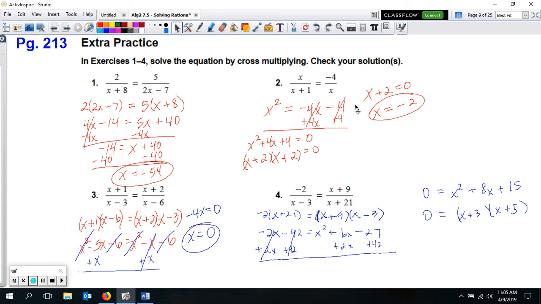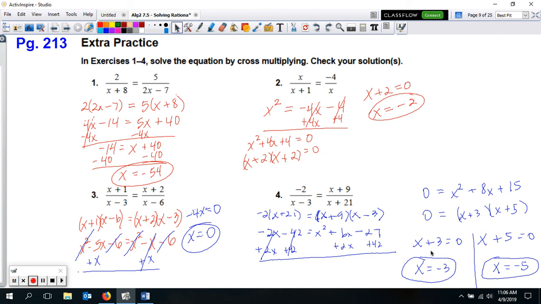Now set each one of these factors equal to 0 for the zero product property. So x plus 3 equals 0. Subtract 3 and x equals negative 3. And we can keep that answer because x cannot be positive 3, but x can be negative 3. X also can't be negative 21. So this is an okay answer to keep. Our other answer is going to be x plus 5 is equal to 0, and then just subtract 5, so x equals negative 5, and we can keep that one as well.